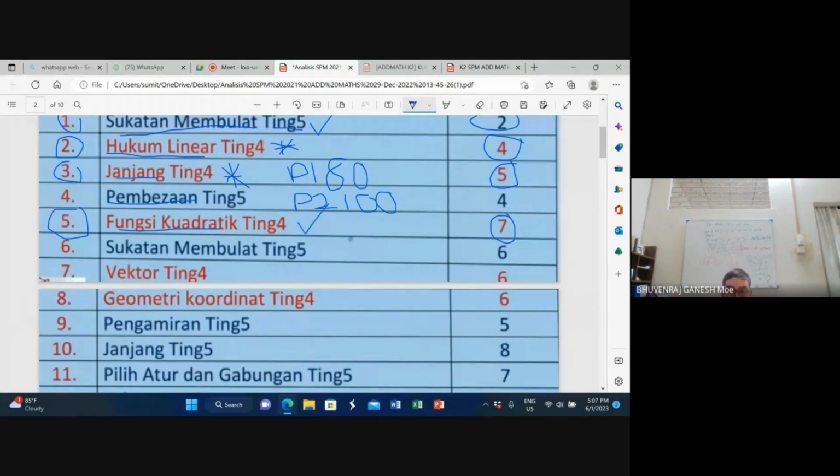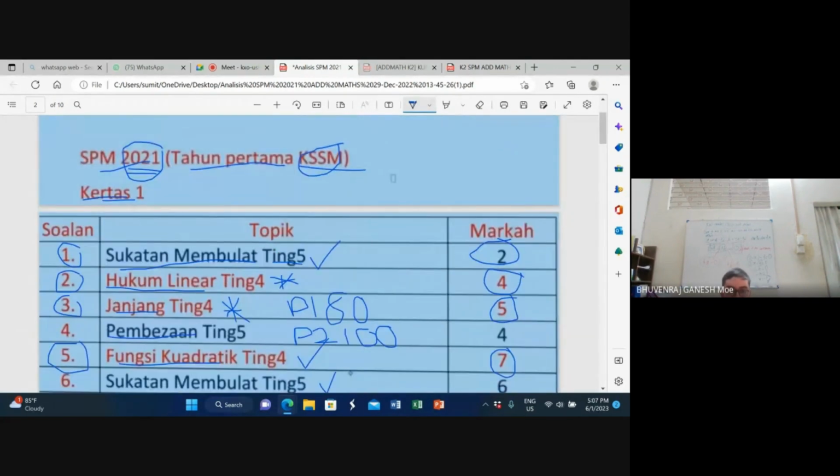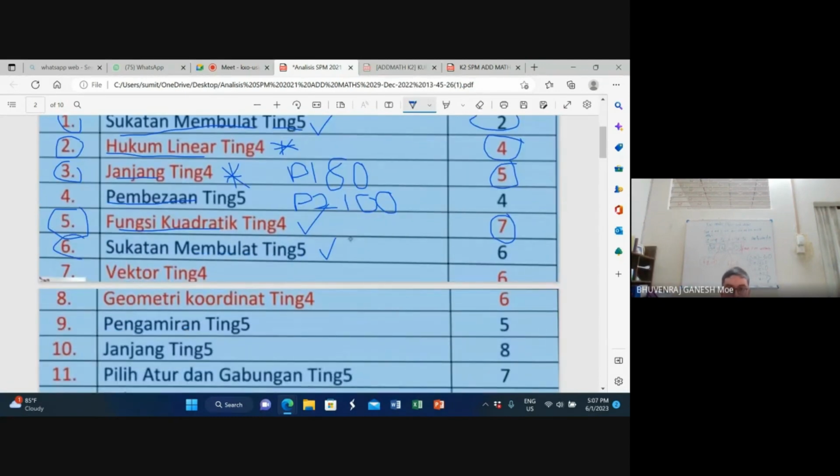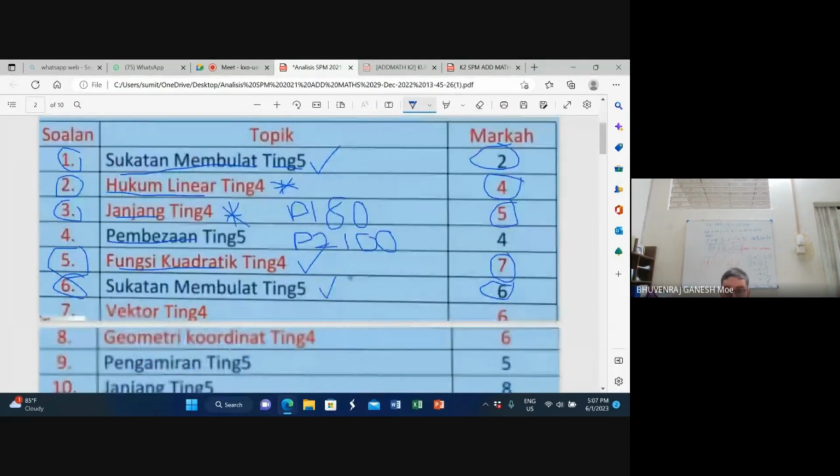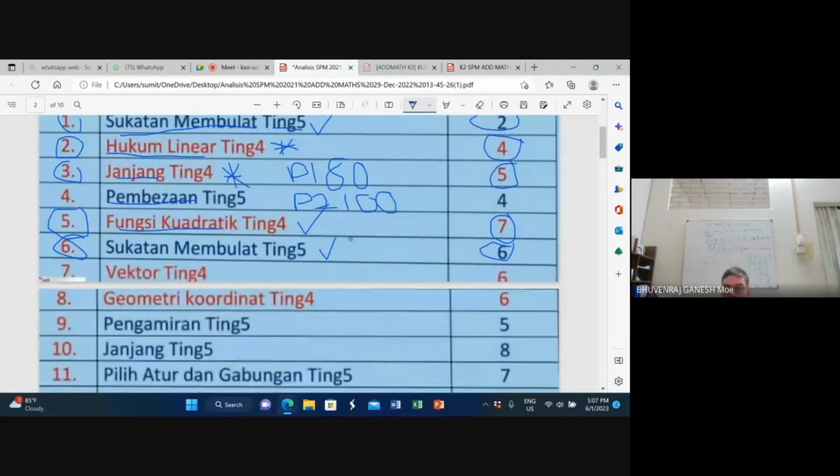Circular measure, see, again it came out within the same paper, same section. They came out with 2 separate questions on circular measure. You see here, 6 marks here and 2 marks here. So you already get 8 marks out of 80 if you just answer those 2. The 7th one is actually vectors. Vectors, are you okay?